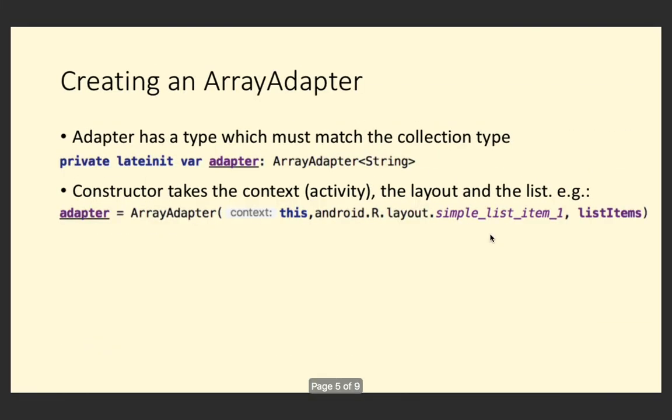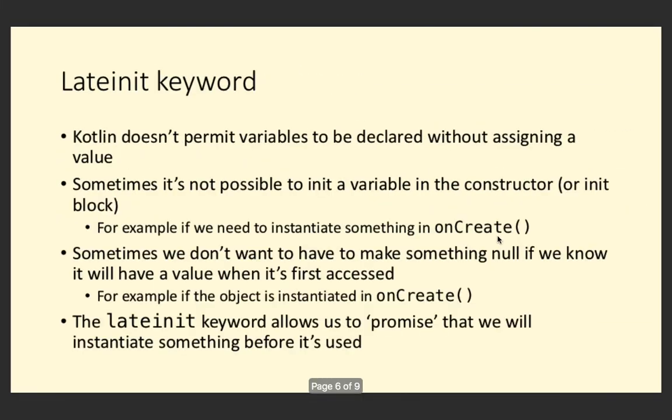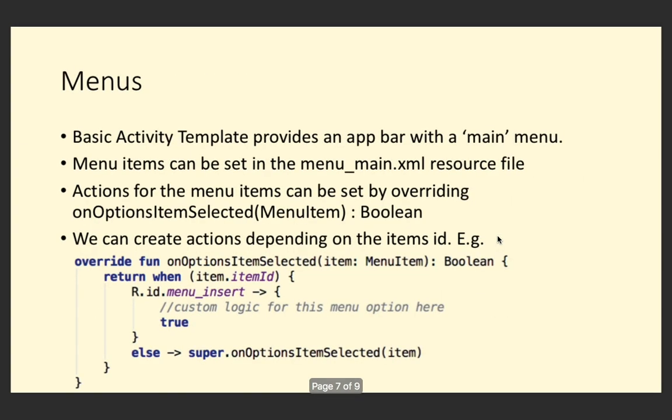So let's keep going. We've created an array adapter. We talked about lateness. Okay, so menus are great for doing things that we might want to do. That's a terrible statement I just made there, but anyway. We get a menu with the basic activity template by default, okay?